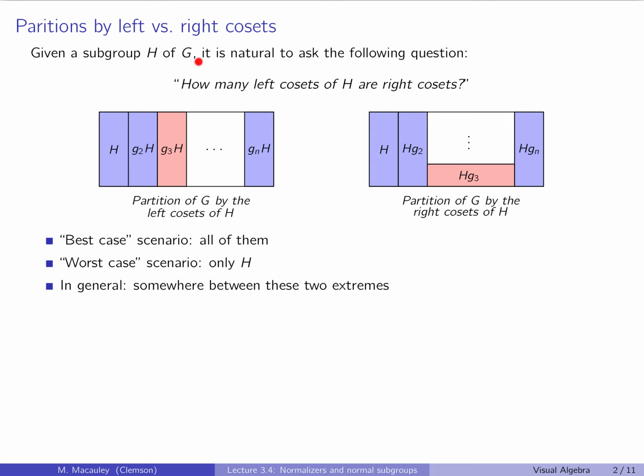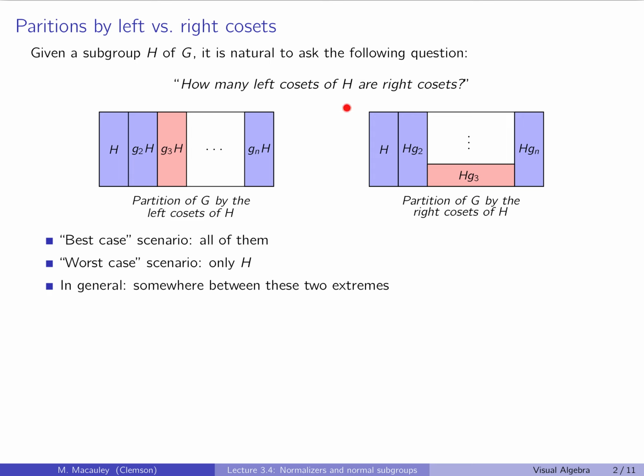Given a subgroup H of G, it is natural to ask the following question. How many left cosets of H are right cosets? Remember, the left cosets and the right cosets both partition the group, but the partitions might be different. So here's a little cartoon of what it could look like. Here are the left cosets of a subgroup H, and here are the right cosets. In this lecture, and henceforth, I will color left cosets that are also right cosets blue. Left cosets that are not right cosets will be colored red.